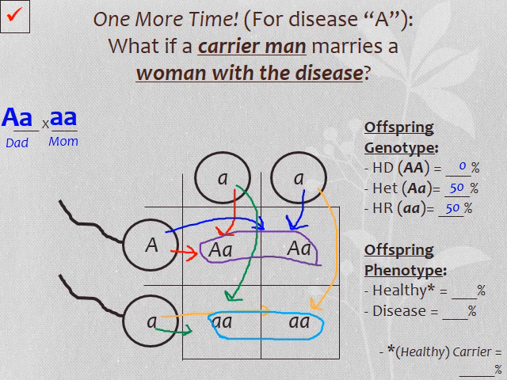So, the percentage of healthy versus diseased would be 50% healthy, 50% diseased. And of the healthy, there would be about 100% of them that would be carriers, because they're big A, little a.